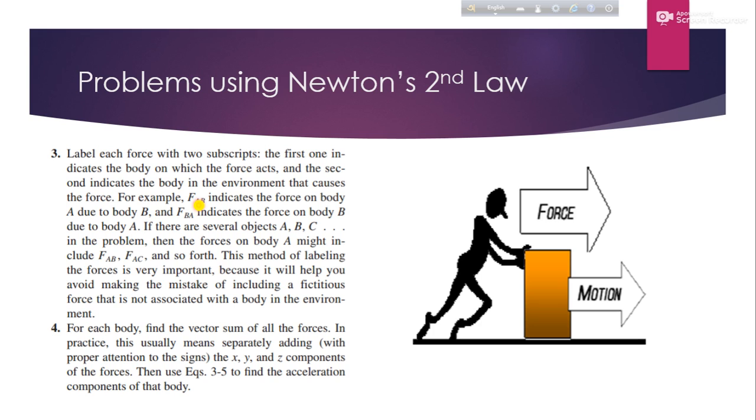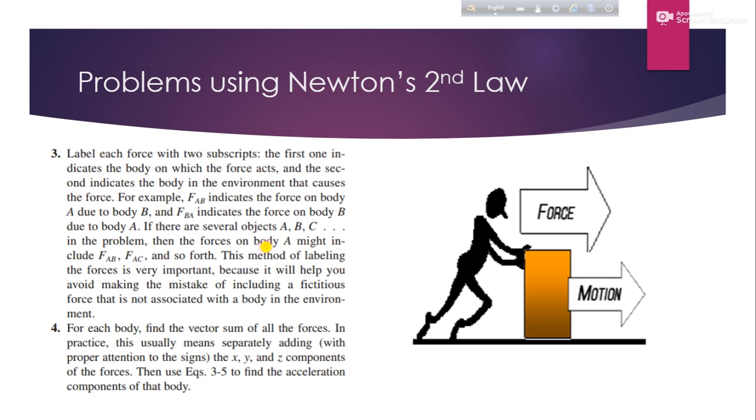Then from which body is it coming to body A? Or the force on body A, but due to which body? Force on body A is due to body B. So that's why the second subscript is B. Similarly, if it is FBA, that means the force on body B due to body A.